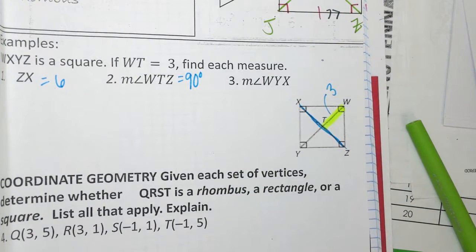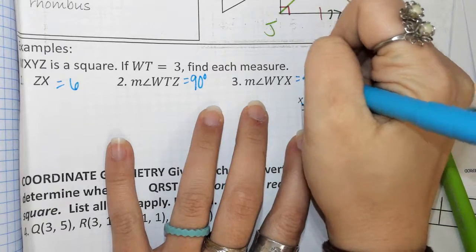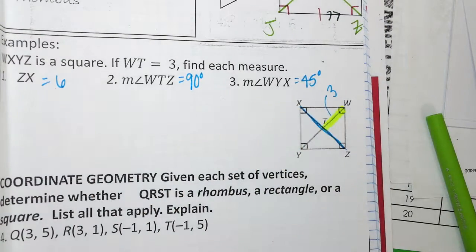And finally, the measure of angle WYZX. 45. Why is it 45? Because it cuts it in half. Take a point.